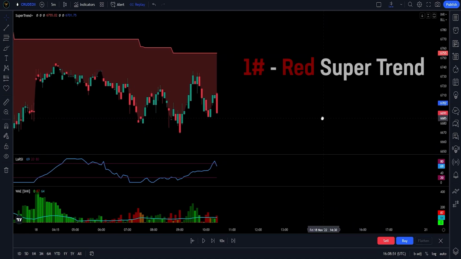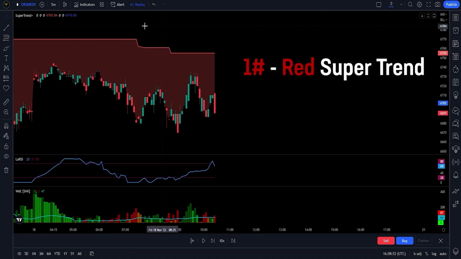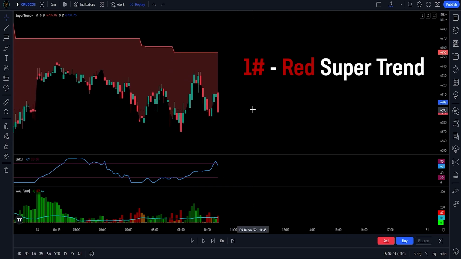First, we wait for a red super trend. If the line is also red colored, we will consider our first condition to be met, but careful, because once the line is colored yellow, you shouldn't enter these trades, because this might be a false signal.